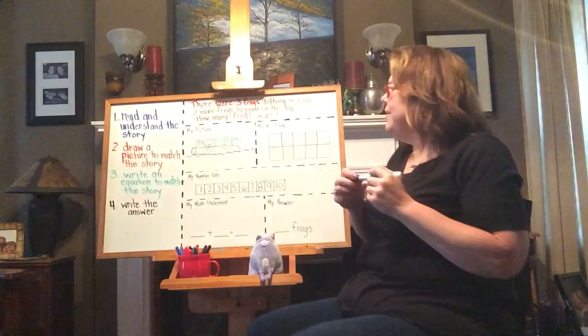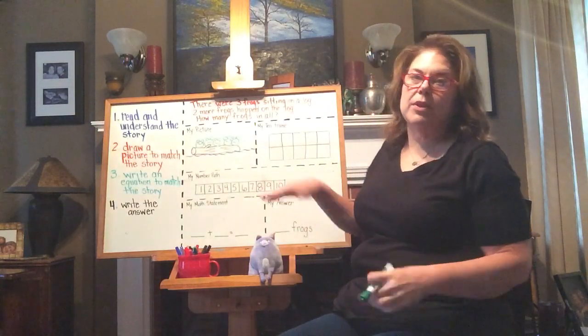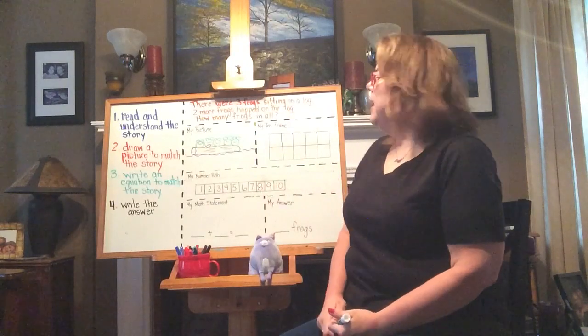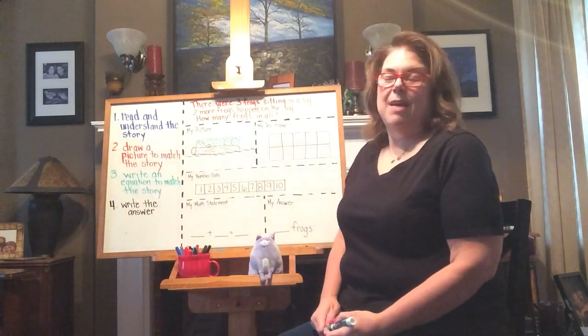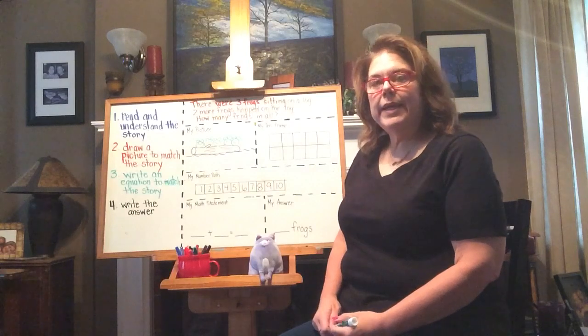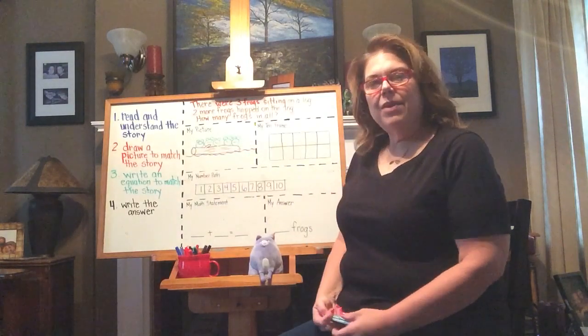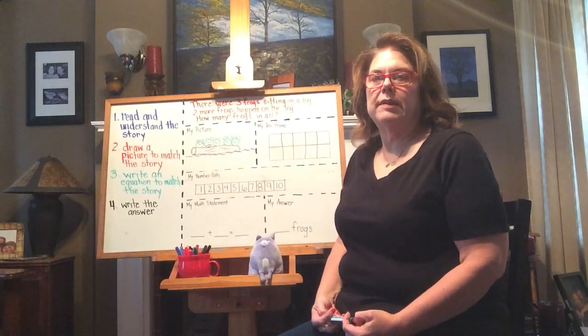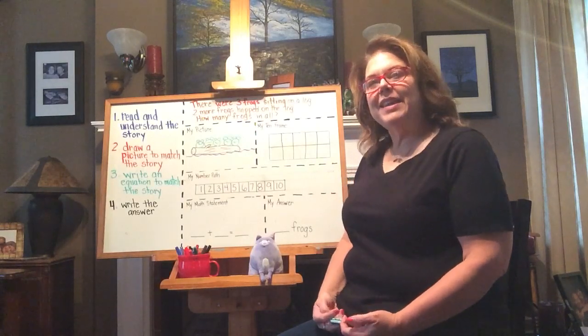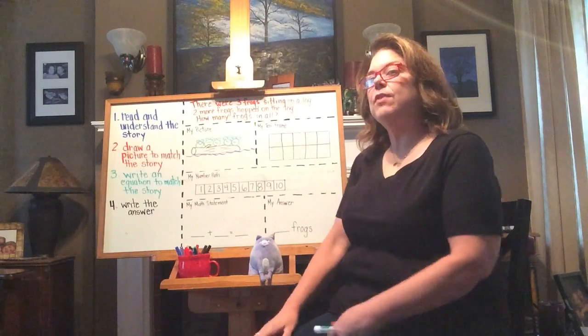And there's 2. So now I have all the frogs from the story on the log. If I want to know how many frogs there are altogether, what do I need to do? Now that I drew my picture, how do I know how many frogs are on that log? Yeah, I need to count. So will you count with me? Let's see how many frogs we have.